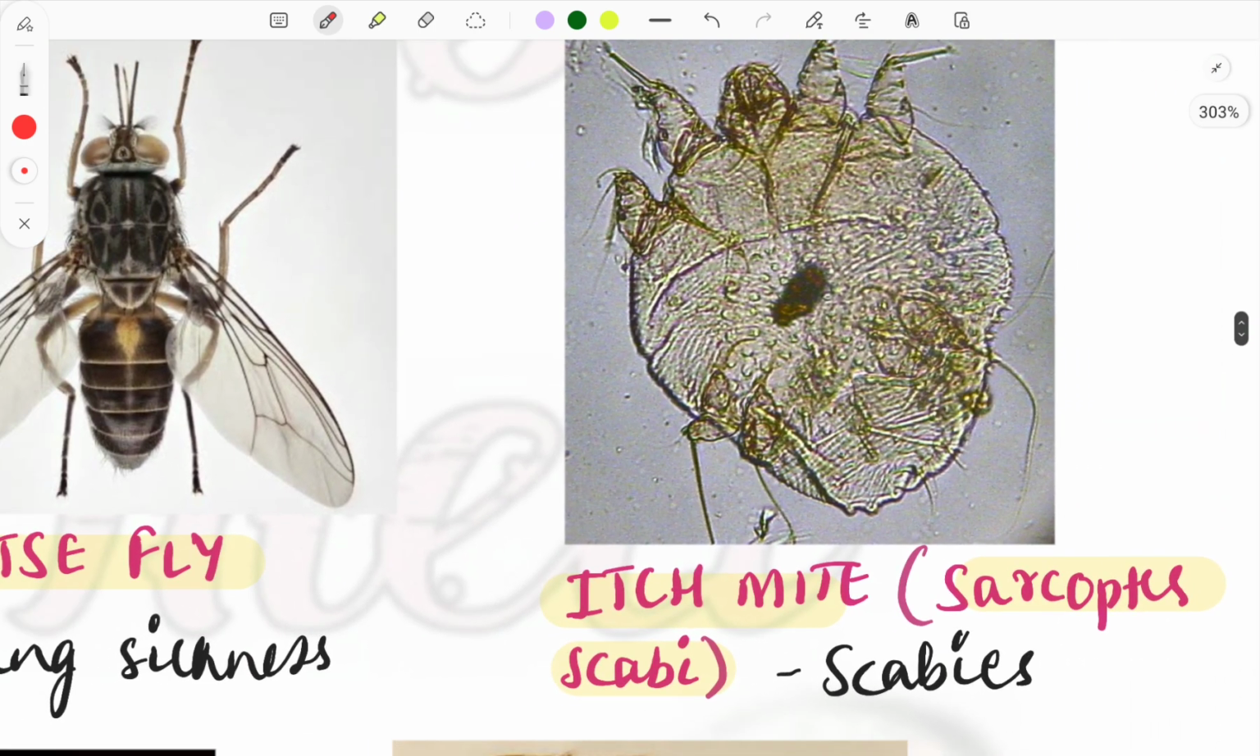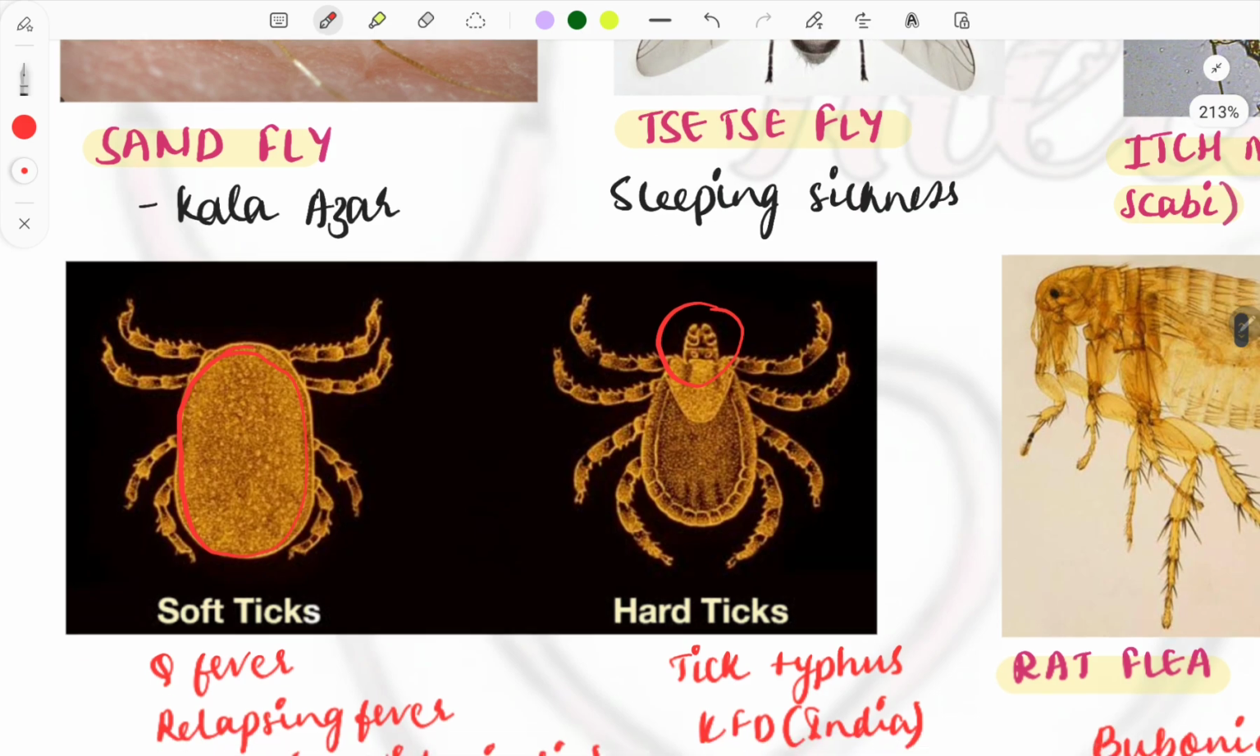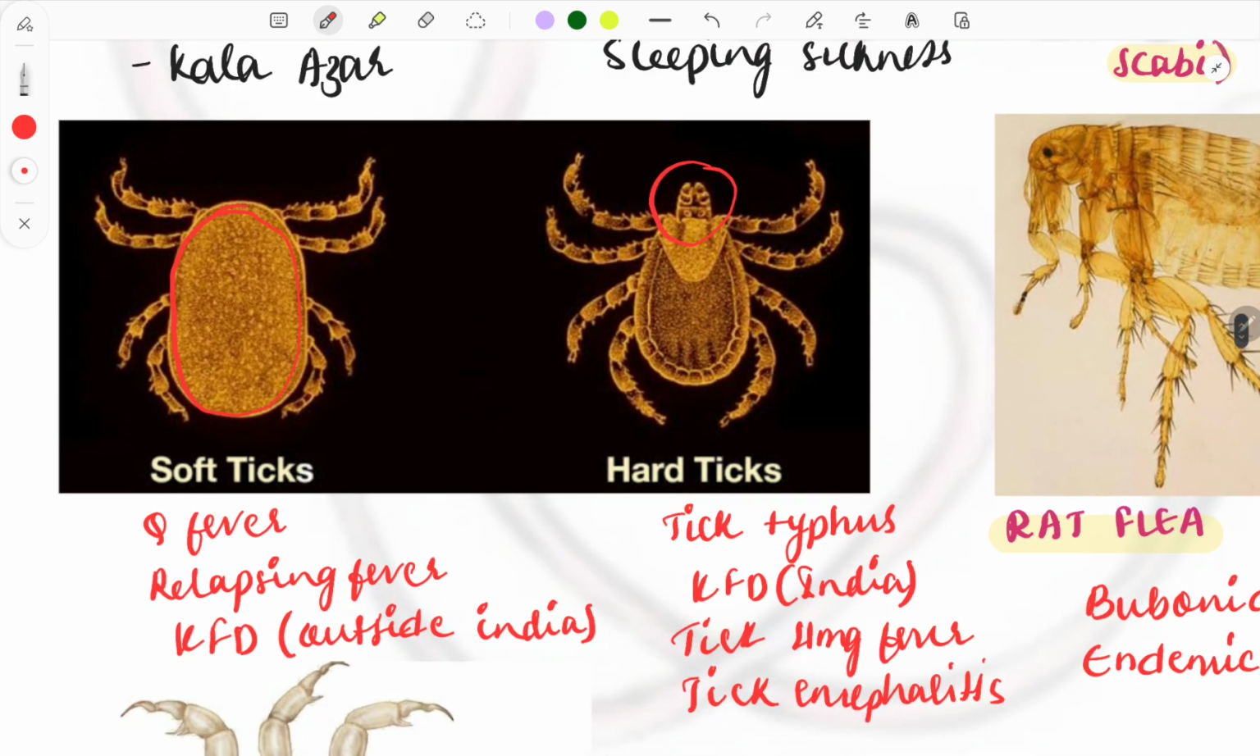Itch mite causes scabies. So an image based question was asked for the scabies. Then the soft tick and the hard tick. So how do you identify the hard tick and the soft tick? Soft tick will not have these hooks, and hard tick will have the hooks, and the body will be somewhat smaller, but in the soft tick the body will be completely oval shaped.